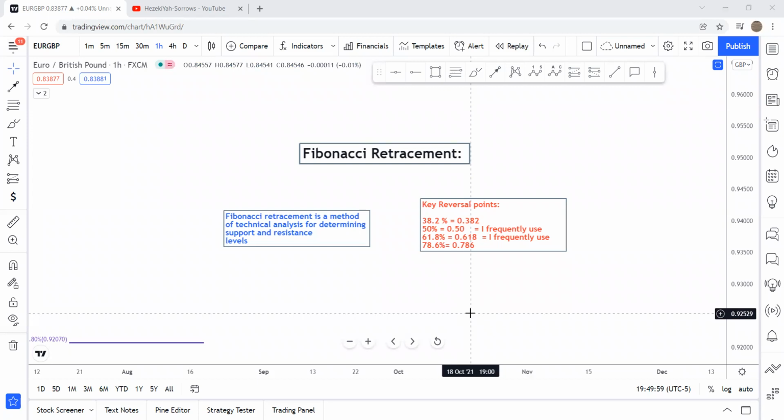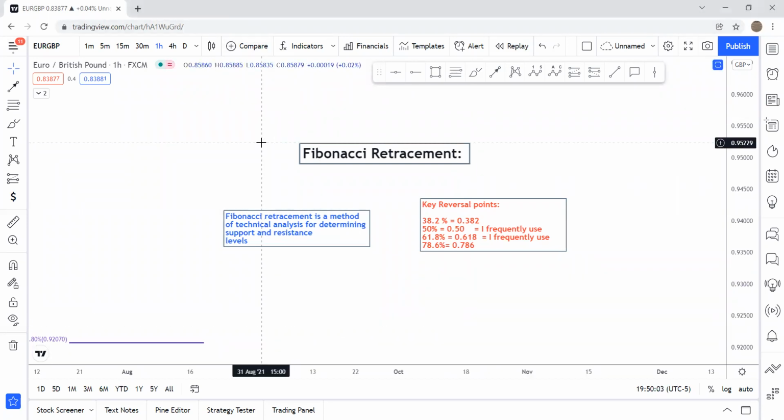Today's training is going to be focused on Fibonacci, Fibonacci retracement to be exact. What is Fibonacci retracement? Fibonacci retracement is a method of technical analysis for determining support and resistance levels in the market. In other words, it spots key reversal points in the market.